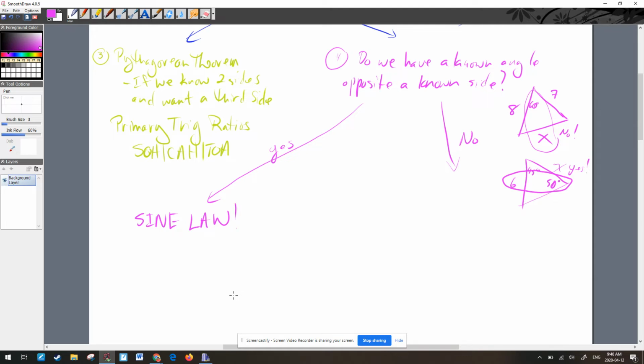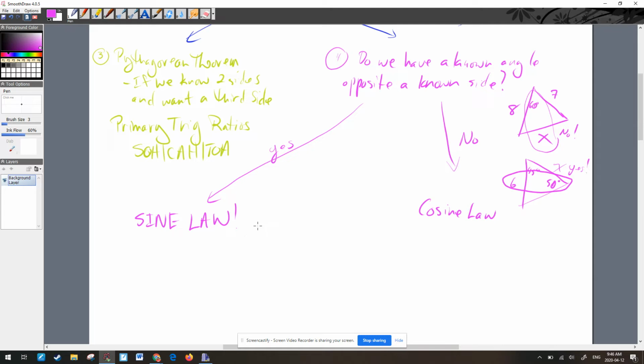Okay, so that's going to be sine law. And if we don't have a known angle opposite a known side, then that, of course, relegates us. The last choice we have at our disposal is cosine law. Now, we can do some generalizations.